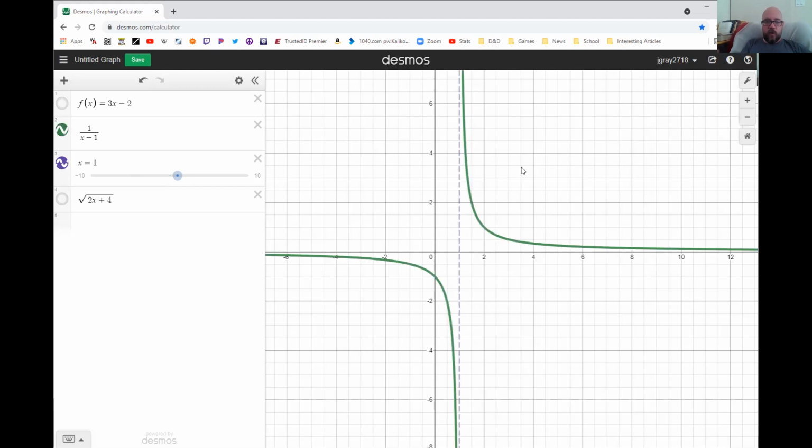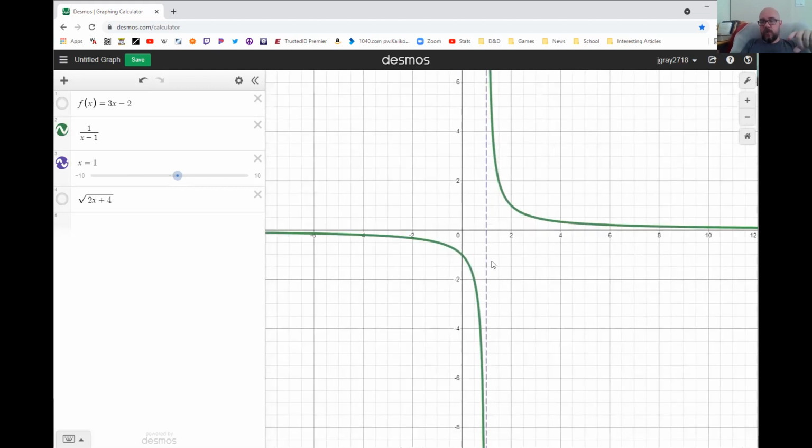So for instance, when I looked at this function, it has a range of just about everything. It's only missing y equals 0. I can't get up to 0 here, and I can't get down to 0 there, but I can get as close as I want on either side. So the range here is all real numbers except for 0. That's pretty common for functions of this type. That's really all range is. Range is just all the possible outputs.